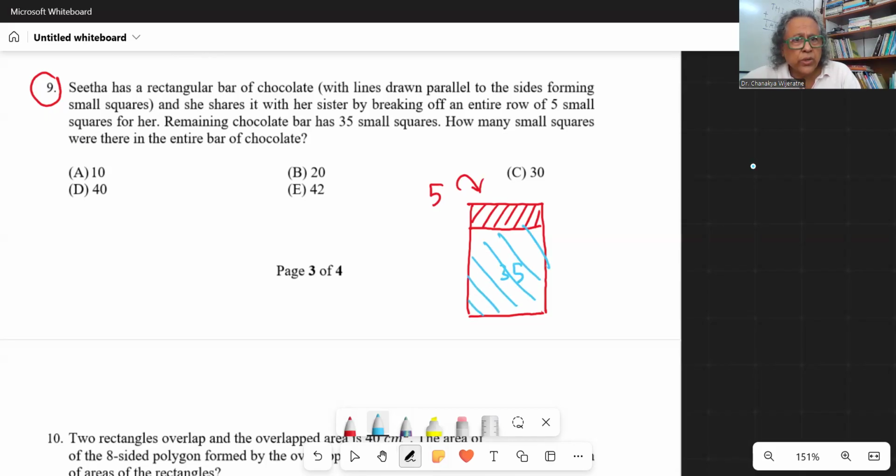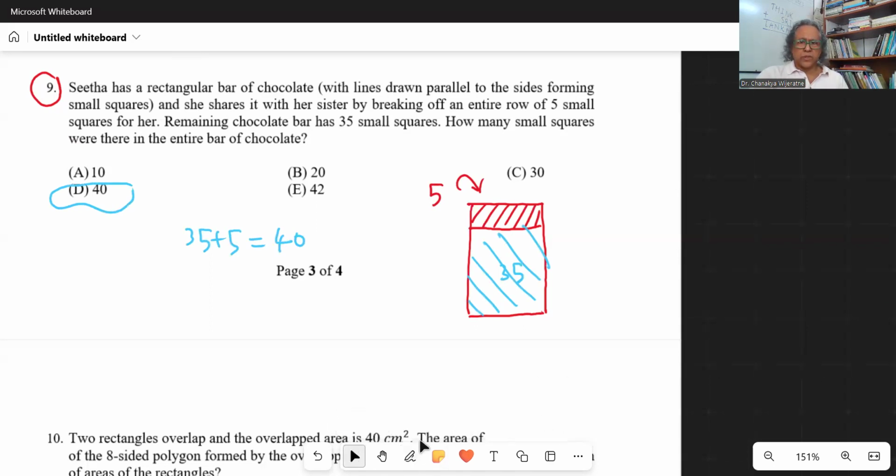So then, what's the total that the entire bar has? It is 35 plus 5, which is 40, right? Very easy problem, right? 40. Okay, let's move on to the next question.